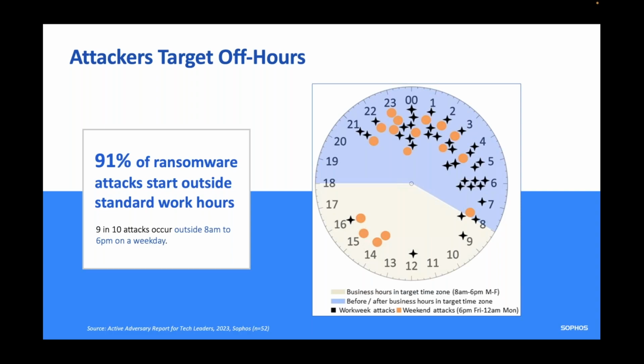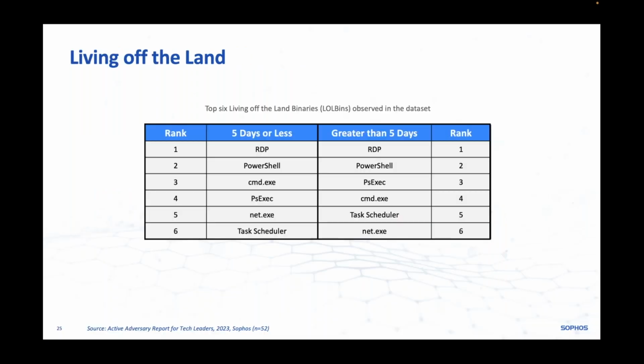And often the first thing that an organization realizes they're under attack is when they come back to work, let's say on Monday morning, and all of a sudden their network's in flames and all of their data has been encrypted. So the cyber criminals are very, very good at understanding what your weak spots are. And then, of course, I mentioned living off the land. So these are some of the tools that we observed inside the active adversary report, ranked by their popularity.